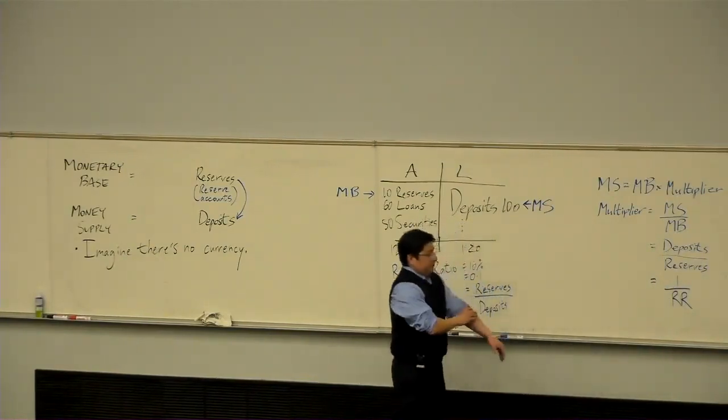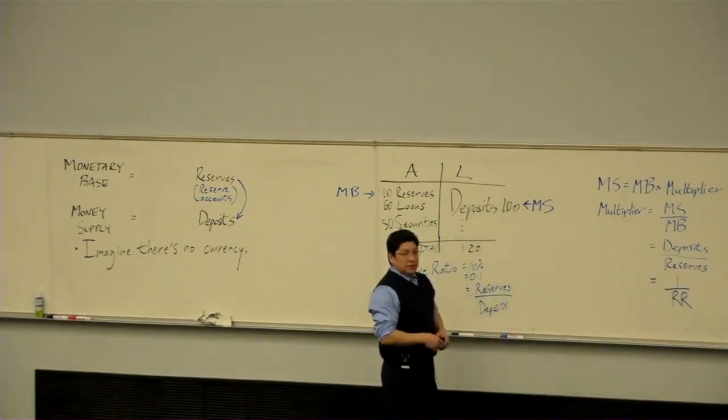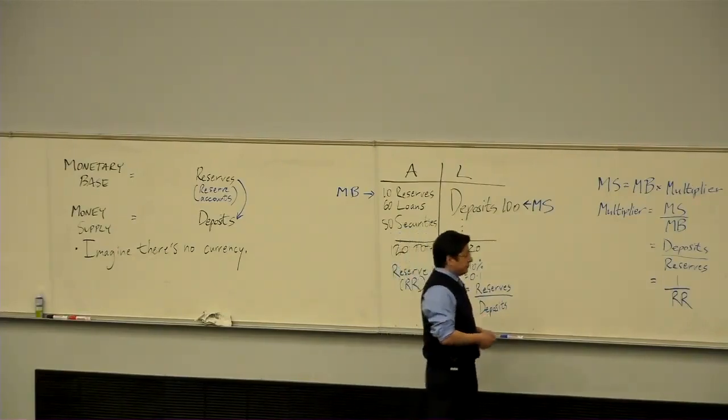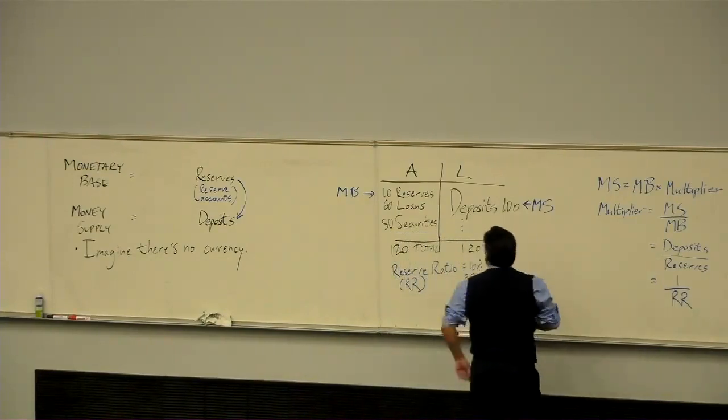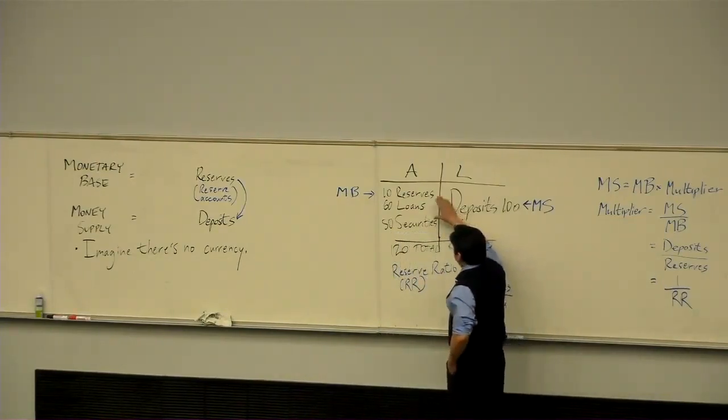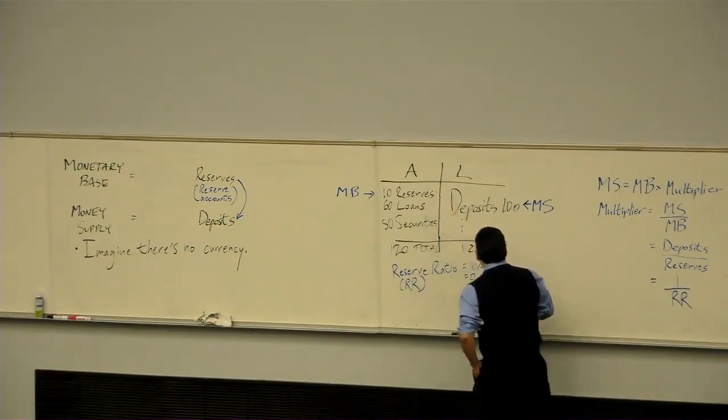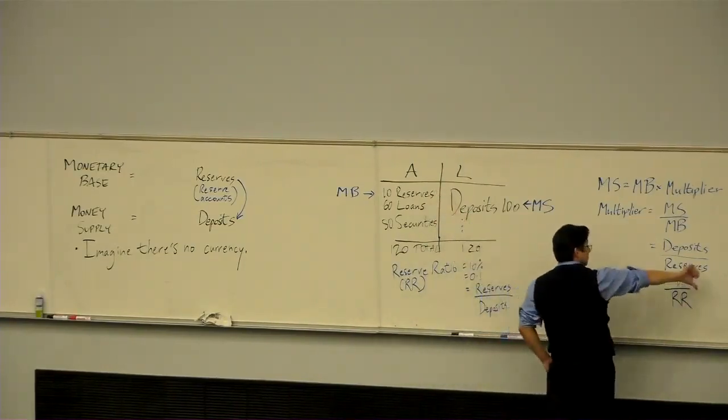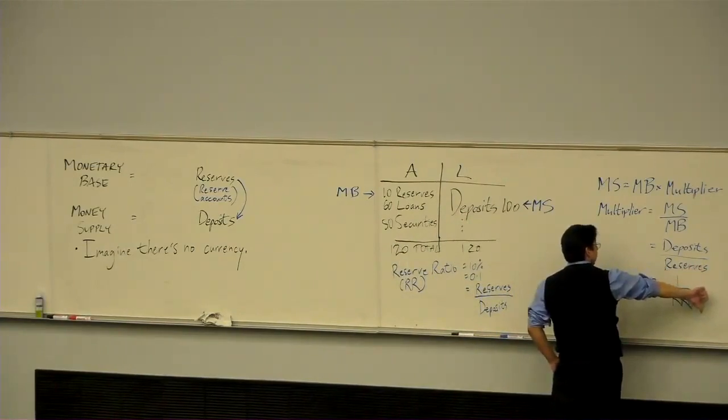Because to the extent that you're lending, it means that you're not holding things as reserves. To the extent that you're holding things as reserves, it means you're not lending. So if you decide to lend less, you're holding more reserves, your reserve ratio goes up, so the multiplier goes down.